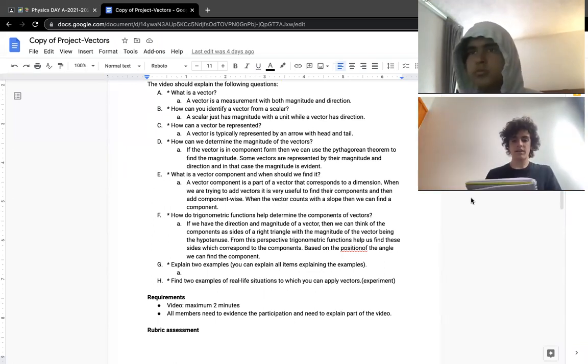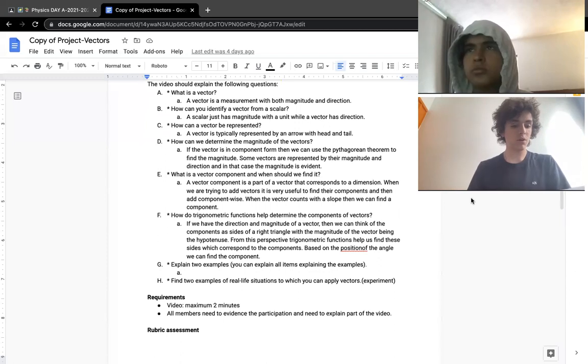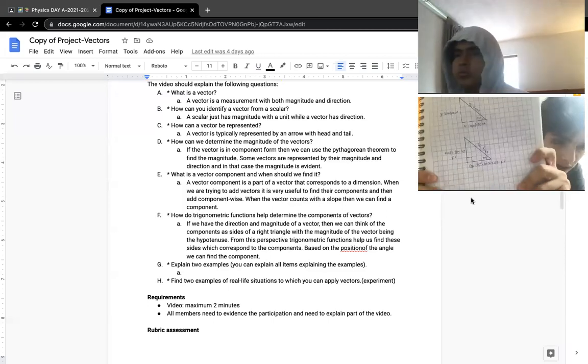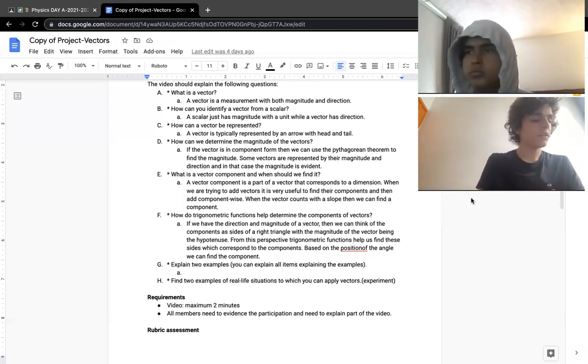And another example would be a vector with a magnitude of 10 feet, but this time it has a 45-degree angle from north to west. In this case, it would look like this. And we have to use cosine to find both of the sides.